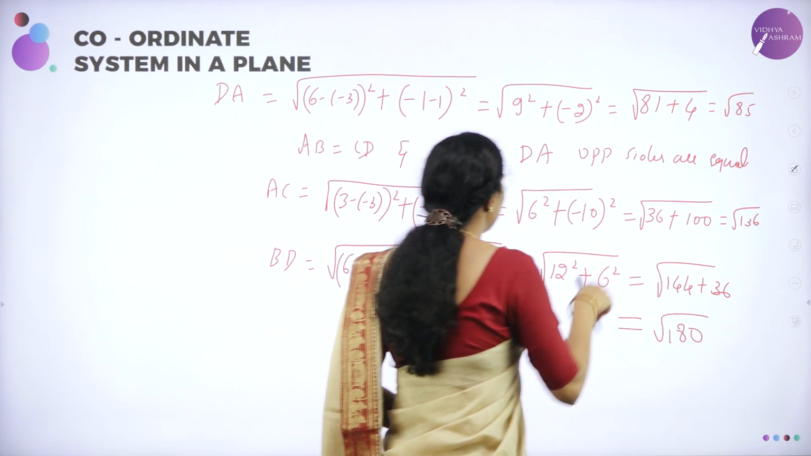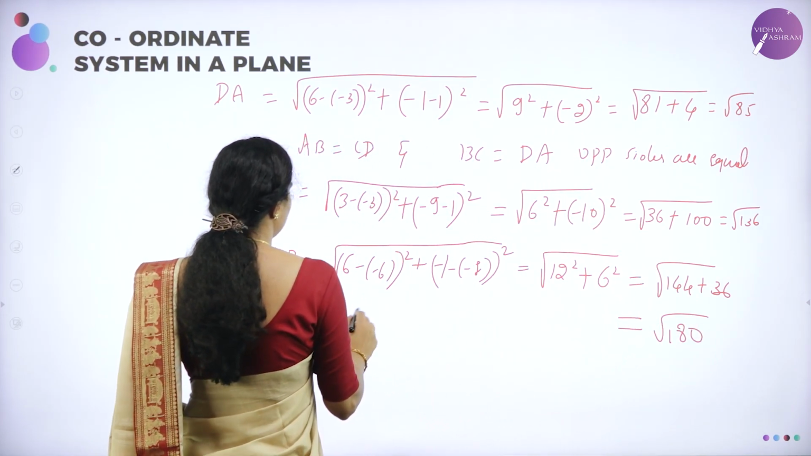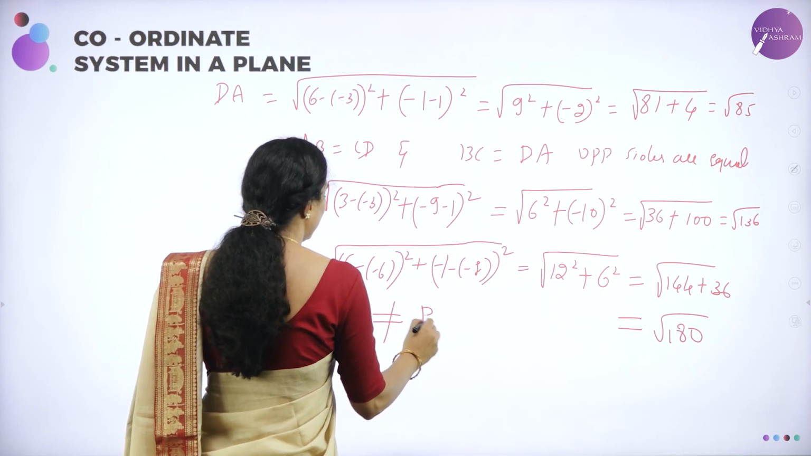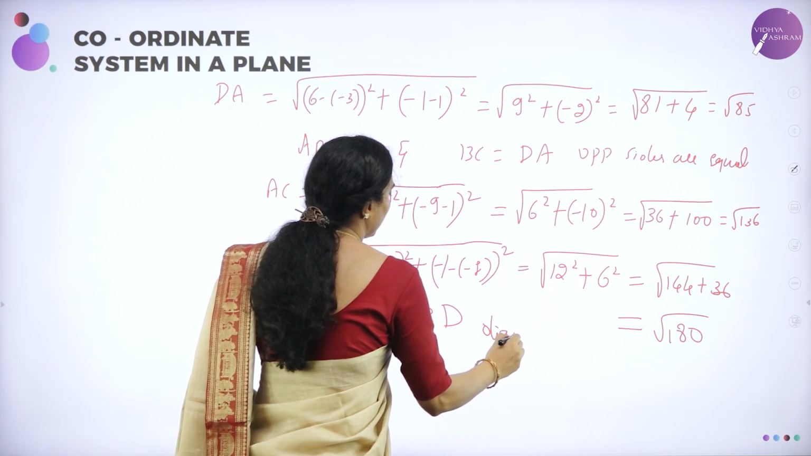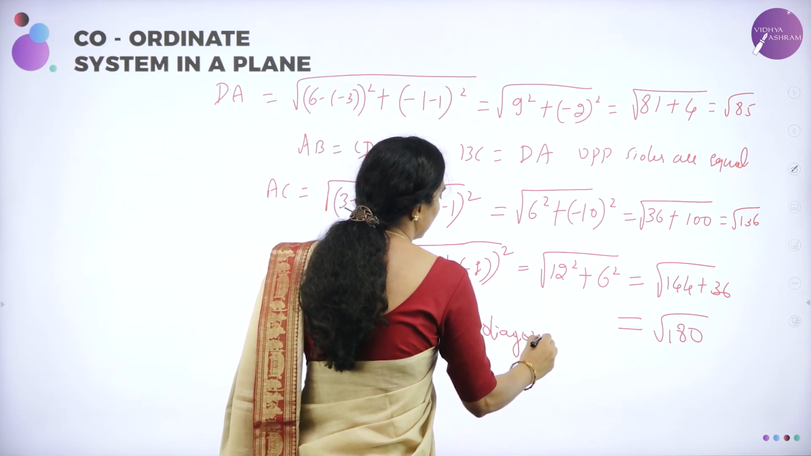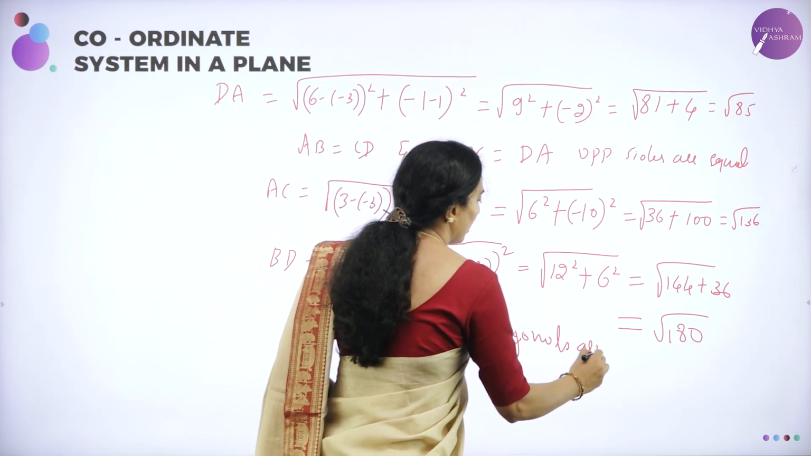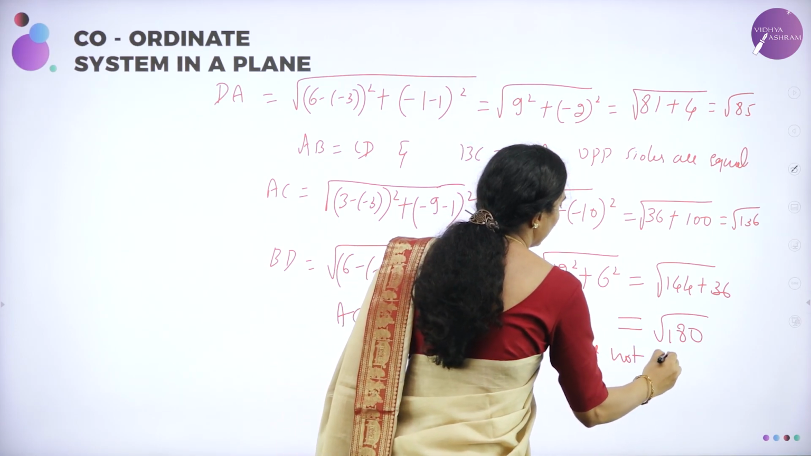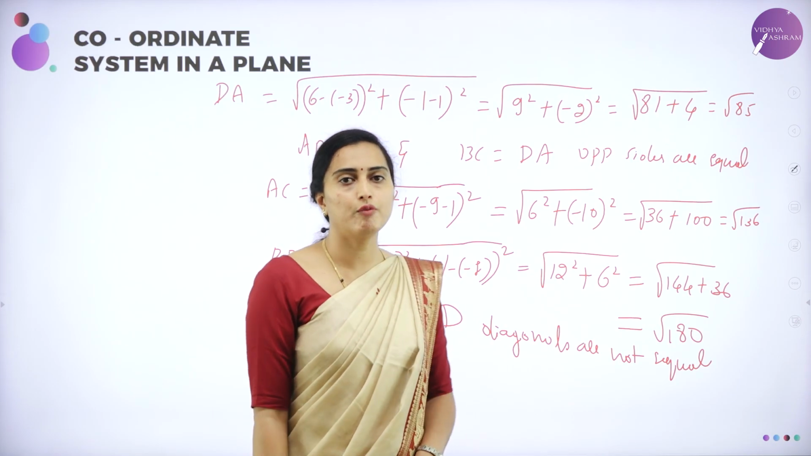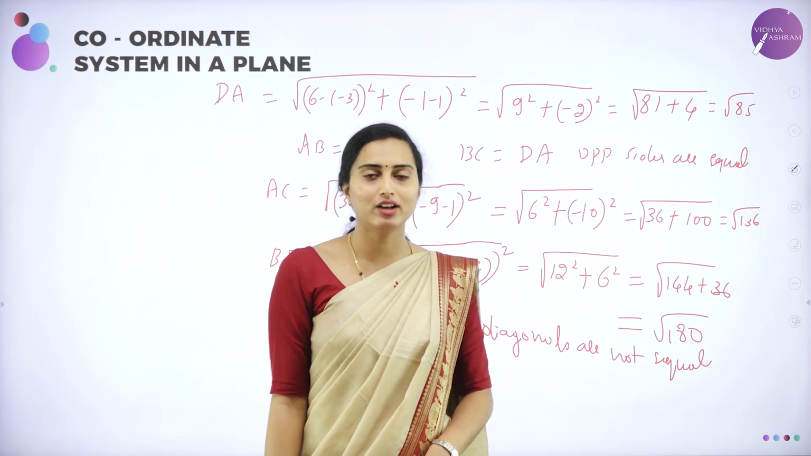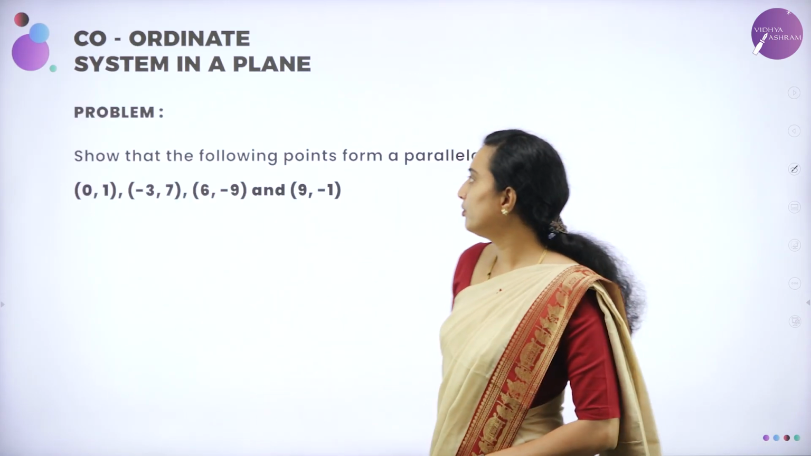Obviously, the diagonals are not equal. AC is not equal to BD. Diagonals are not equal. Therefore, the points are said to form the vertices of a parallelogram. That's it. We'll be moving on to the next one.